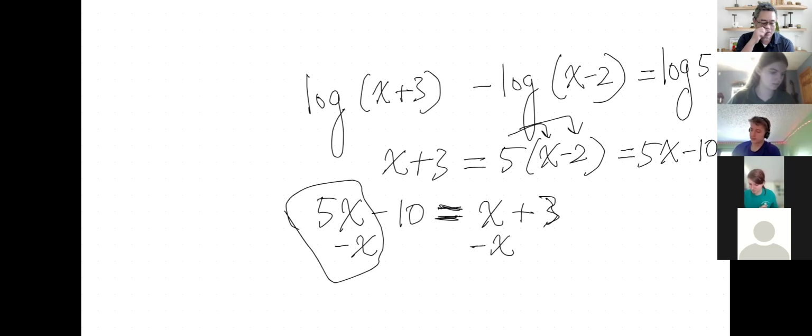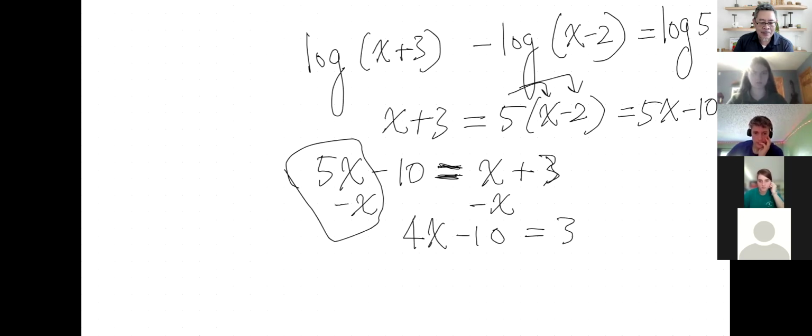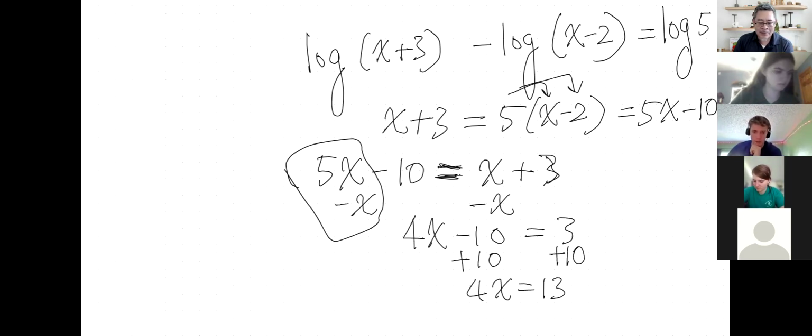Good. Okay, then what do I do after that? If I have 4x minus 10 is equal to 3, that's a linear equation. How do we solve that? You would add 10 to 3. That would be 13. So 4x is equal to 13, and then divide that by 4. What's our x then? That would be 13 over 4. You're right, x is equal to 13 over 4. Very good. And that's it.